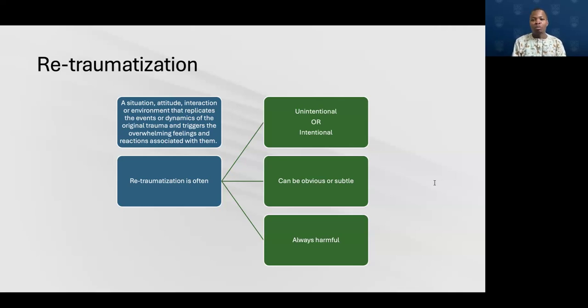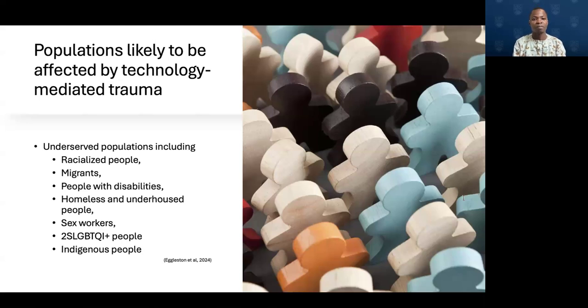So in thinking of technology-mediated trauma, we think of re-traumatization, which can be intentional or unintentional, can be obvious or subtle, and is always harmful in one way or the other. Of course, we should know that trauma has no respect for race, gender, ethnicity, and we also know that everyone can be exposed to trauma. However, when you think of technology-mediated trauma, minority and marginalized populations are likely to be disproportionately affected.